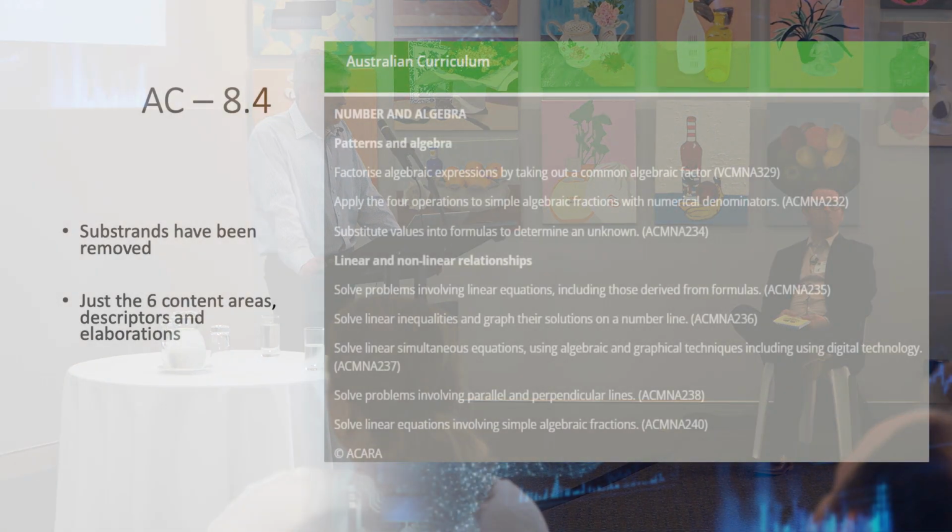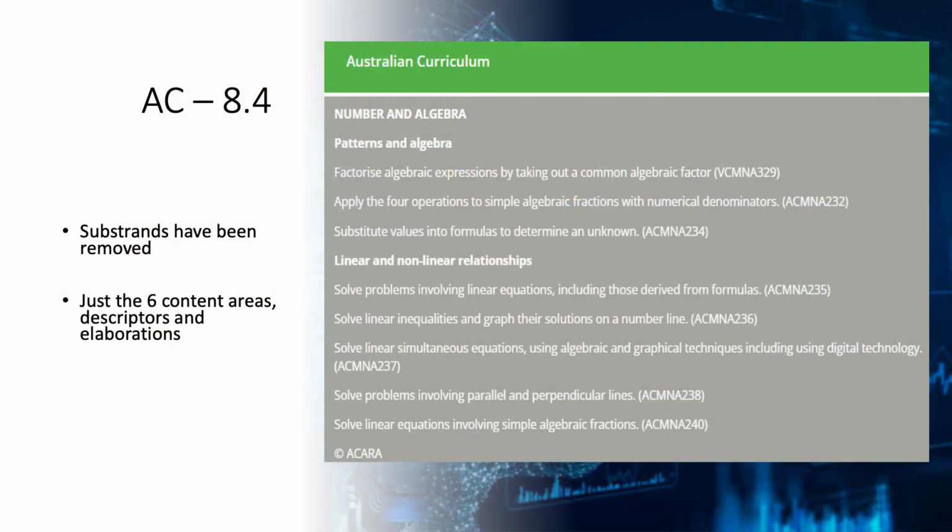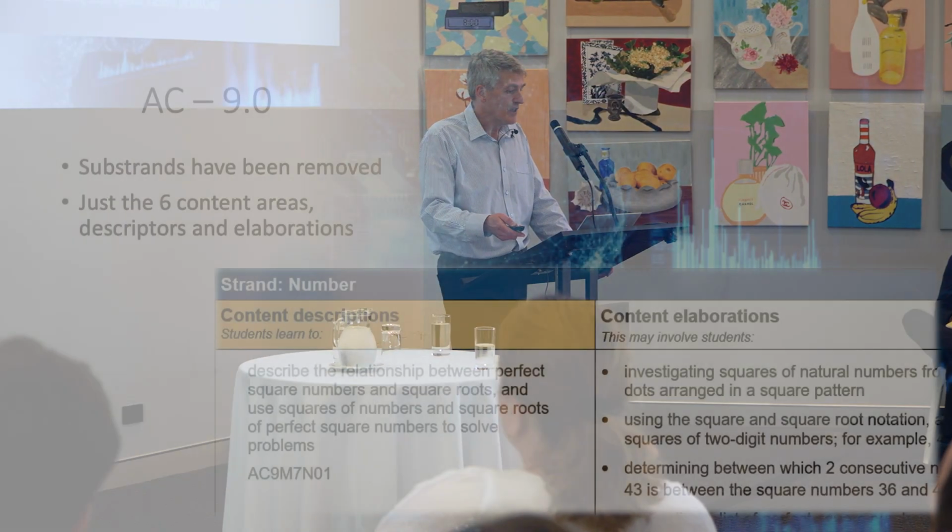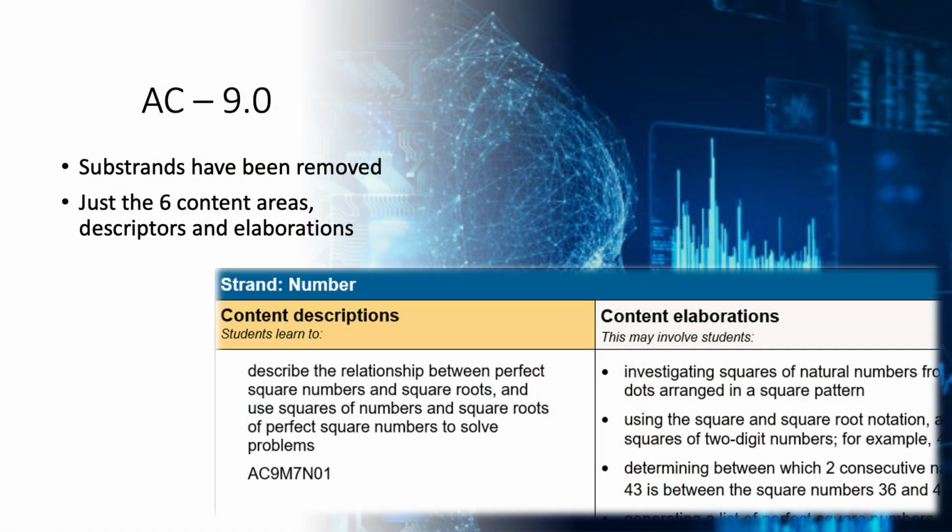those have also gone. So this is an image from the version 8.4 Australian curriculum with the strand number and algebra, and then the sub-strands with all the elaborations grouped into those sub-strands like that. But now we just have the content descriptors grouped into the 6 major strands without those subgroups. So this is just a snip from the new Australian curriculum. You can see the strand number, the content descriptor on the left, and the elaborations on the right.